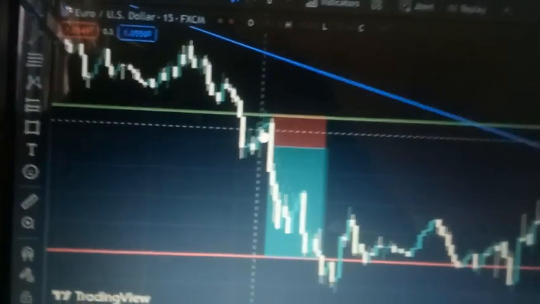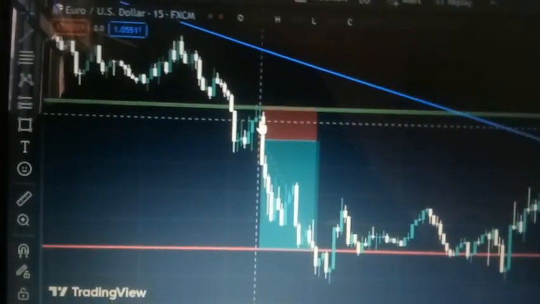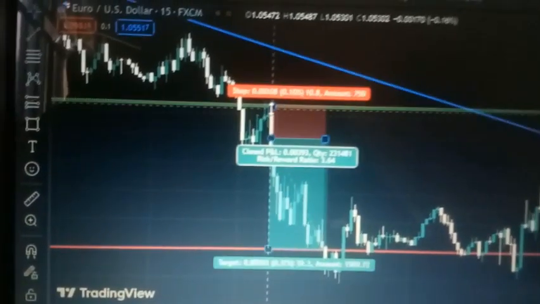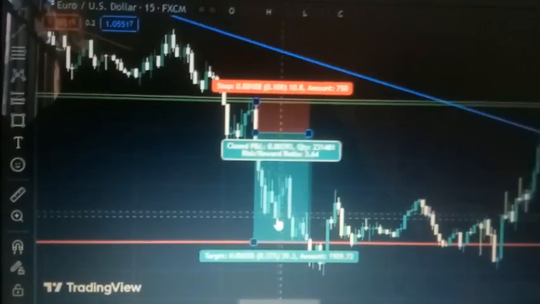So the market went up for a retest. After retesting, I waited for a bearish engulfing candle. So that candle showed up, then I pulled the trigger, and then I waited. I closed the market around this place.